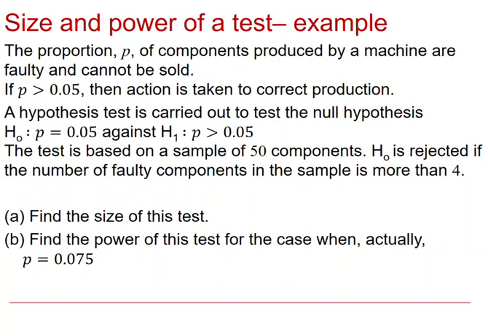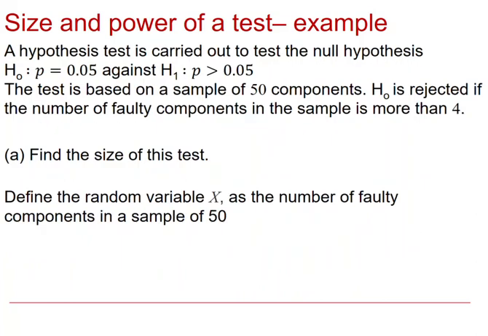Again, I'd suggest you pause the video at this point and read through this second example, and do think about the distributional model we are going to use in order to work out probabilities for this particular scenario. And hopefully you can see that we are looking at an event, a component is faulty or not, out of a sample of 50. So we can model the situation with the binomial distribution.